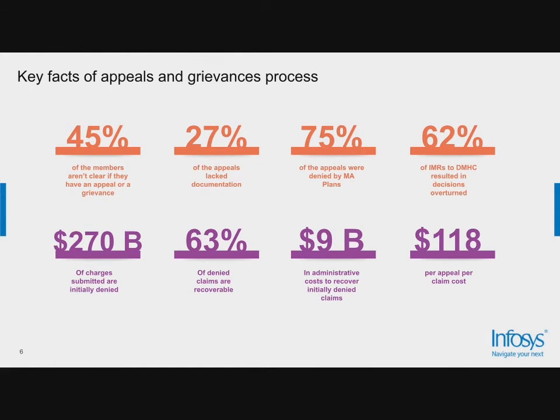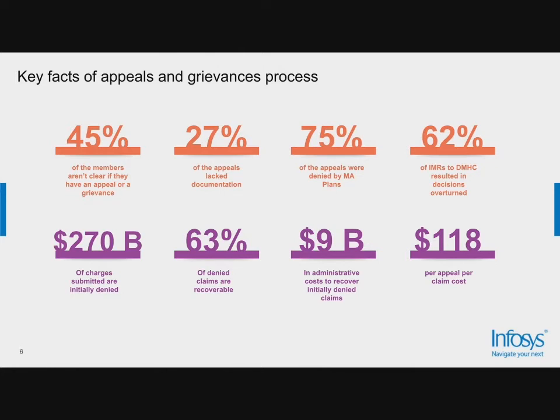This is an interesting perspective. 32% of the appeals were related to coverage or benefit, and 38% of the appeals had significant financial consequences for either the member or provider, or both of them in certain cases. On average, it costs about $118 for a provider to work with a member and help the member to file an appeal.